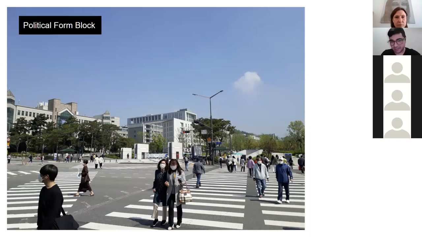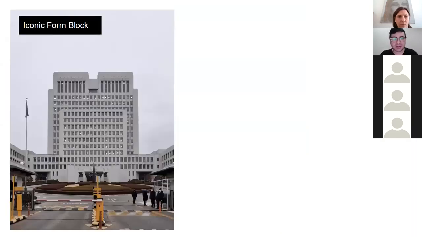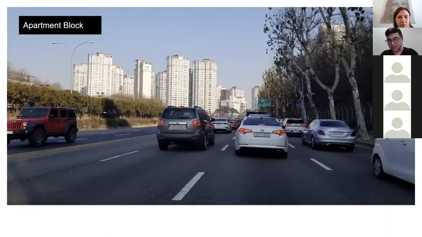So for example, just to give you the street views, the political forum block looks like this, and you enter the gate and then you're in Yonsei University, for example. The iconic forum block is just a landmark building, and doesn't have much around it. The apartment blocks you see as these compounds, which you wouldn't go to unless you live there, even though they're open. They're not really gated communities. It's just one block and it just has apartments.